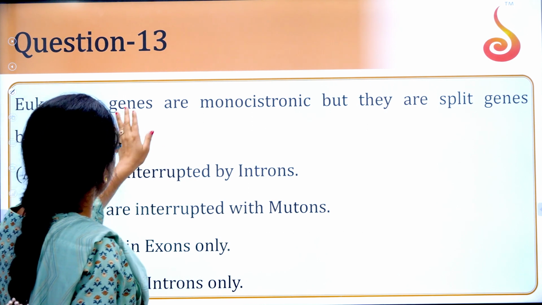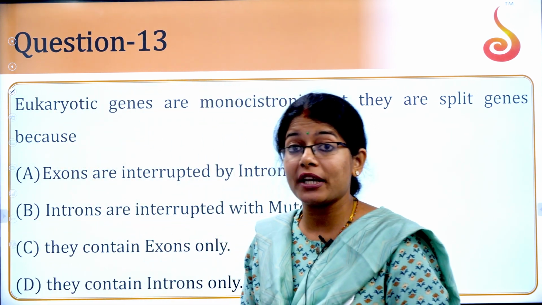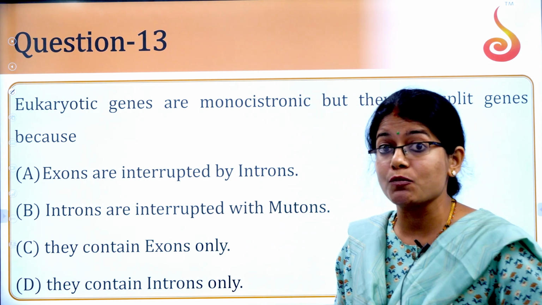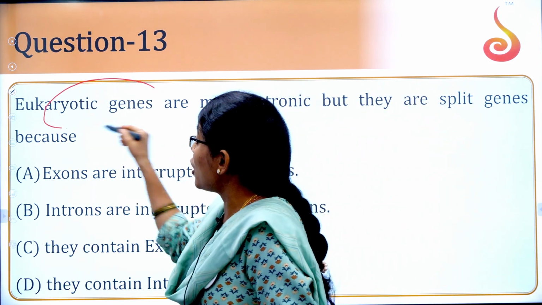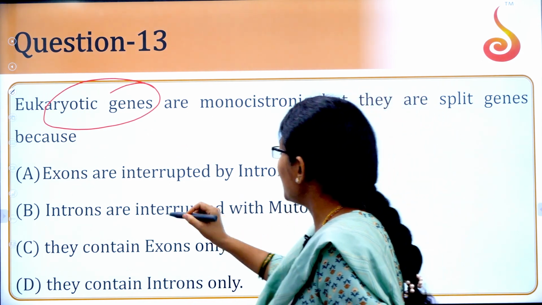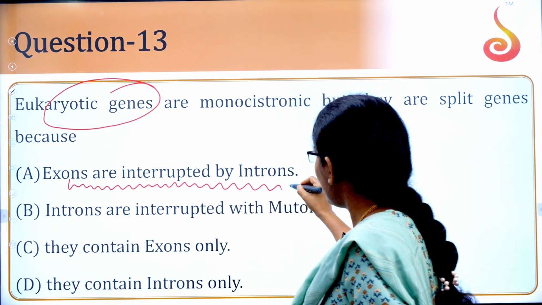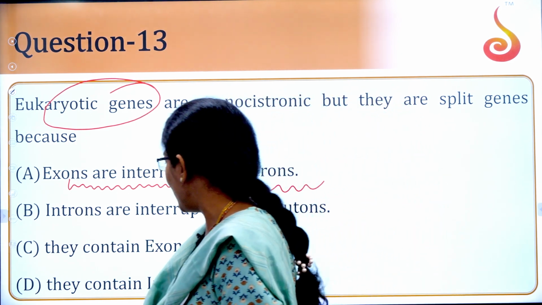Next one, eukaryotic genes are monocistronic. I hope you know what is monocistronic and polycistronic. One gene, one protein was monocistronic, a specific feature of the eukaryotes from the molecular basis chapter. But they are split genes because exons are interrupted by introns, right?